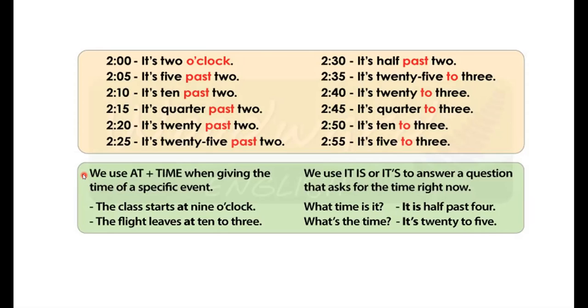Okay, we use at plus time when giving the time of a specific event. The class starts at 9 o'clock. The flight leaves at 10 to 3. Okay, thank you. Sorry, continue, Elvis. We use it is or it's to answer a question that asks for the time right now. What time is it? It is 4:30. What's the time? It's 20 to 5.